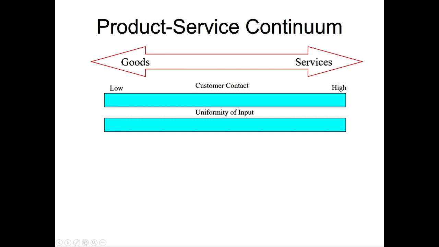Let's go back to Hair Cuttery. It's primarily a service. How uniform are the people that walk in the door? How much is their hair the same? The color, the texture, the length, the desire of what they want their hair to look like. It's extremely not uniform, which pushes us more towards a services perspective.